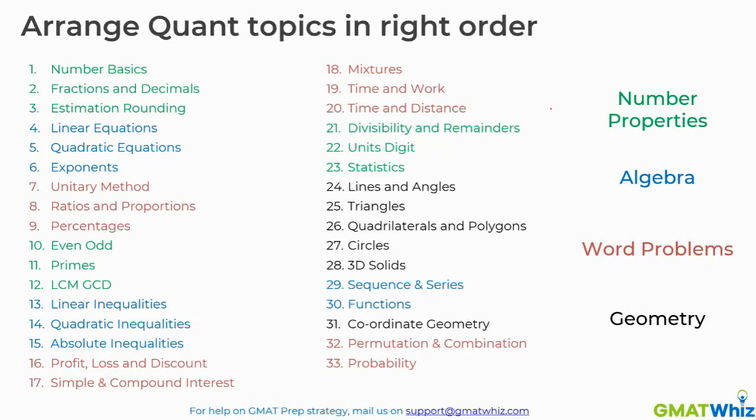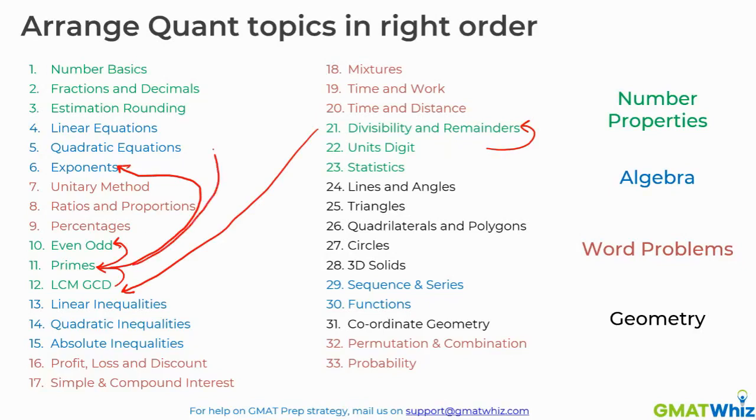For example, when you're working on units digit, you have to know the concept of divisibility and remainders. For divisibility and remainders, you should know the concept of LCM GCD. For this, you should know the concept of prime numbers. And for prime numbers, you should know even odd numbers. In prime factorization, you will be working with exponents also, because there will be exponents.